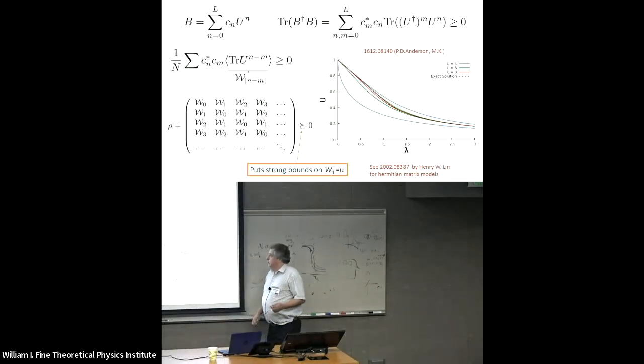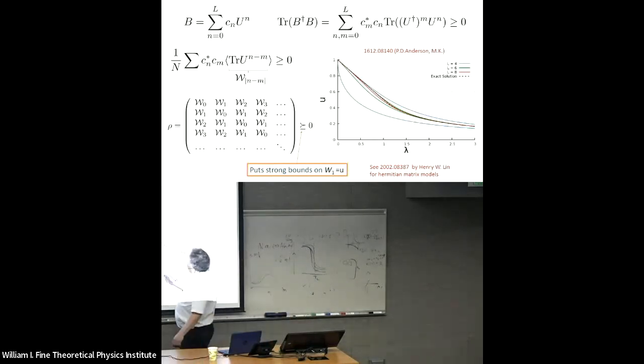You can do similar things, as I'm going to describe later, with Hermitian matrices. That's one very nice paper by Henry Lin. In that case, U dagger is U, so you get N plus M when you write this matrix.